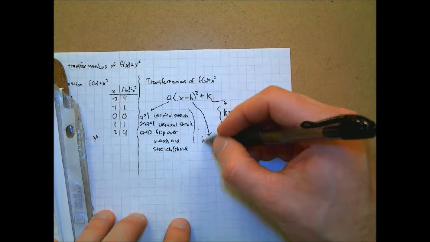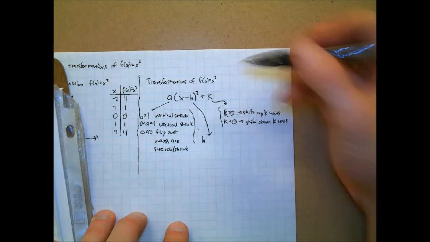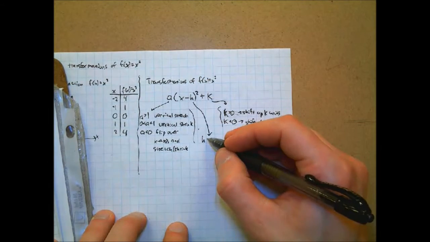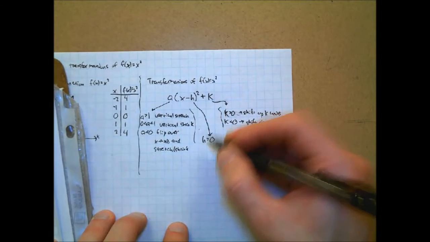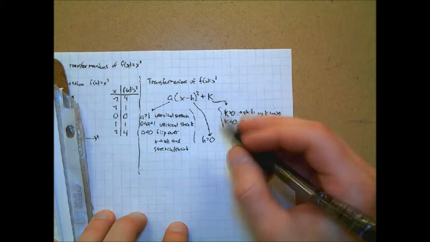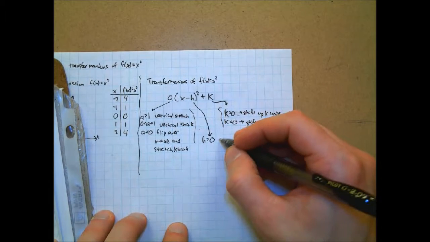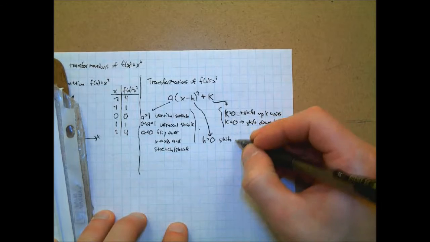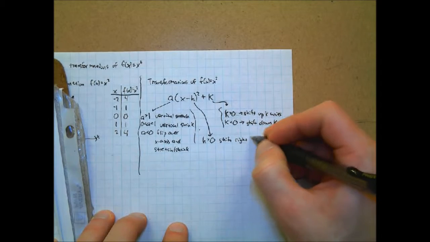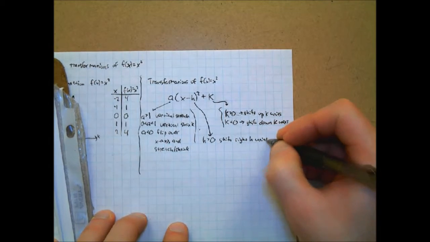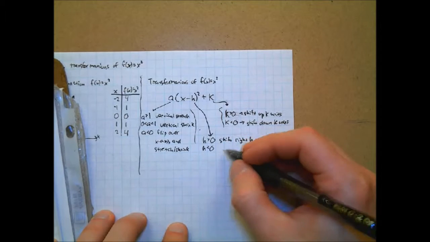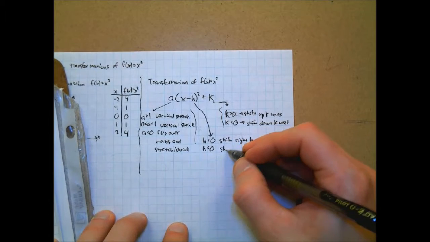So in this case, with the way I have it written, if I have x minus h, so if I subtract a positive number, like x minus 2, then it's going to shift right h units. And if h is less than 0, we'll shift left h units.